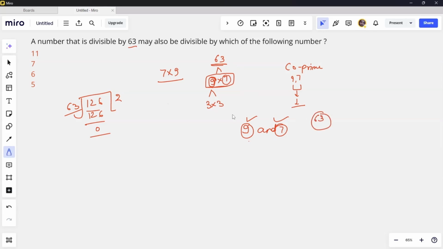As we don't have 9 in our options, but we have 7 in our options, the second option is the correct option.